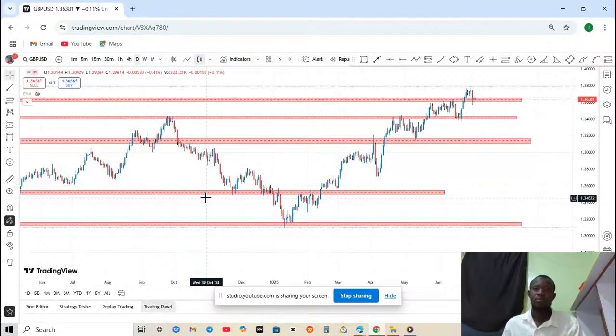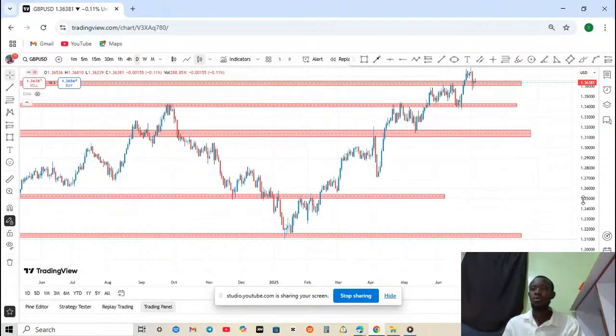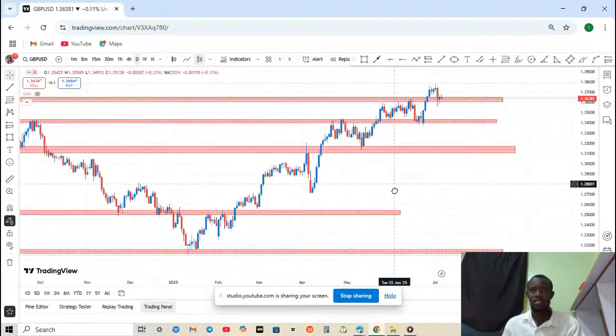So for a break to be valid, it must have broken a previous high. Like you can see here, this is a high, it is broken, it has not been retested, so this is not a valid breakout. So we cannot enter at that point, guys.